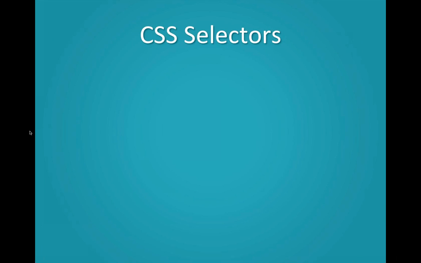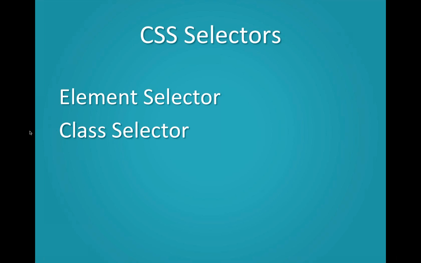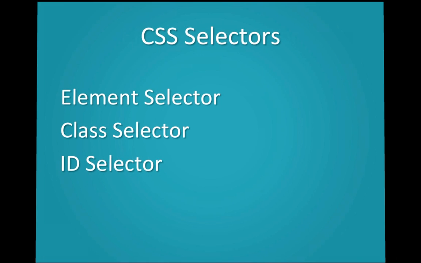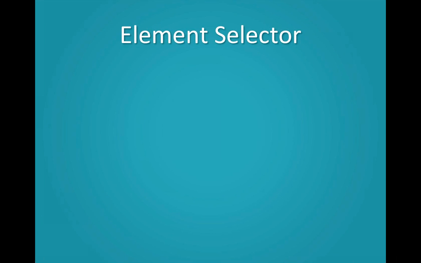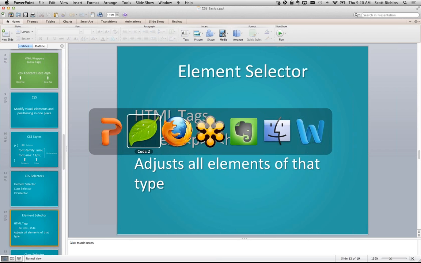Now, there are a couple of different types of selectors that are important to understand. We've got the element selector, the class selector, and the ID selector. Now, under element selectors, this is very important to understand. Element selectors are calling out those HTML tags that I was just referencing. So, for example, that P tag. We have that P tag all over the place. Let me show you that here.